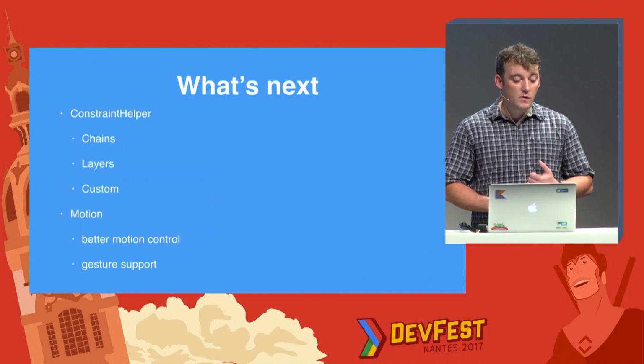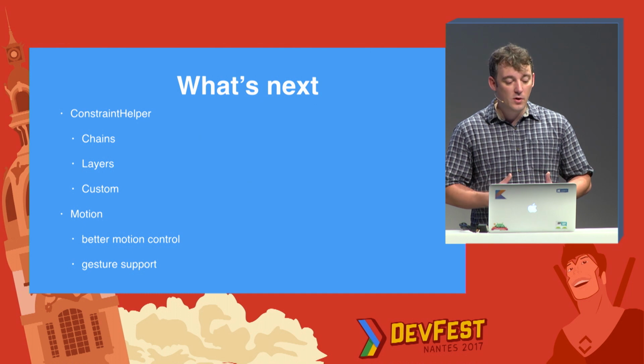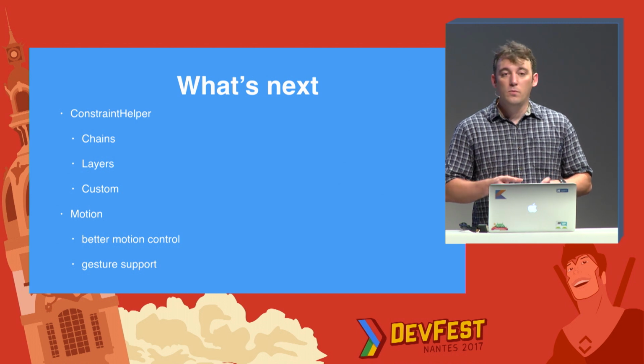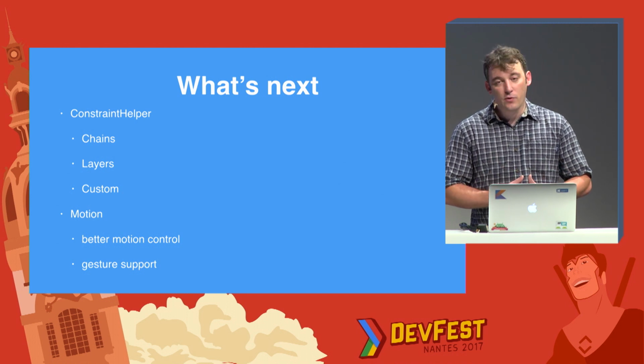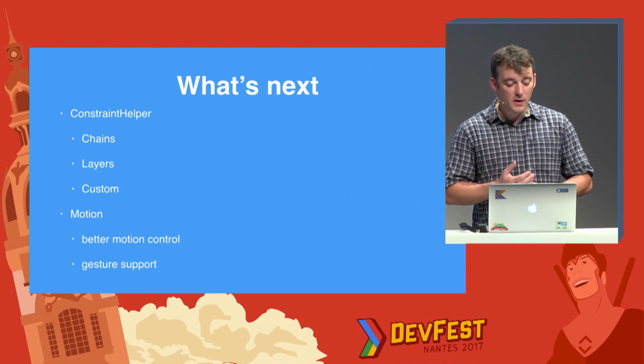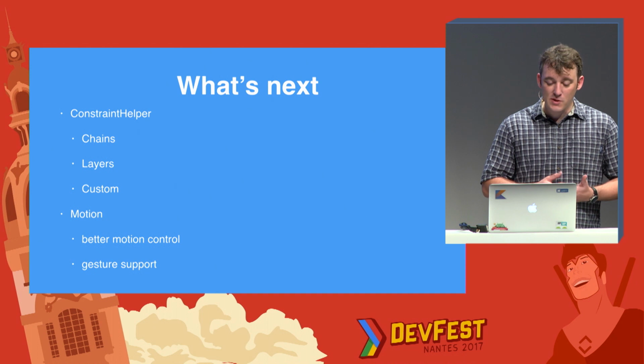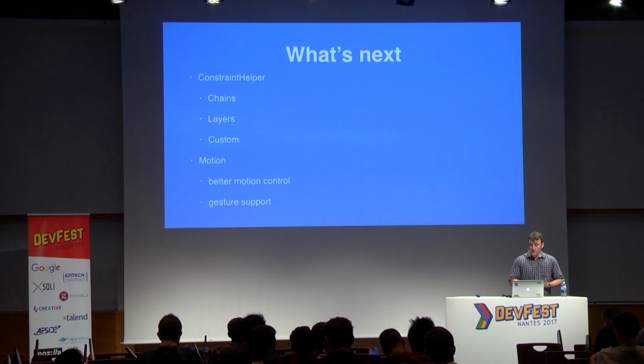The other thing is that we have this new concept of constraint helper that we saw with chains, with the guidelines and stuff like that. So we are thinking to do helpers to more easily create chains, for instance, and we have a couple of other ideas. And finally, there's some interesting stuff coming up with motion, I feel.